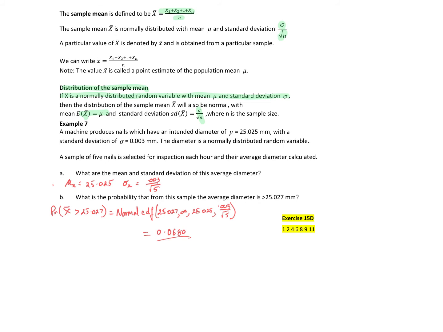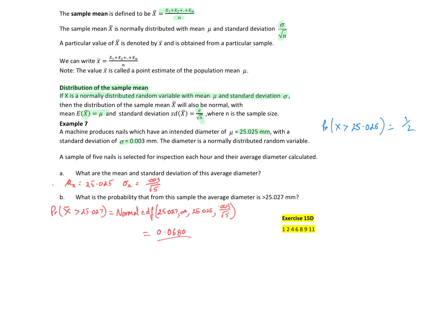So I have a machine that produces nails which have an intended diameter mu equal to 25.025, there's my mean, and a standard deviation of that diameter of 0.003. The diameter is a normally distributed random variable. Now if I wanted to work out the probability that any one nail has a diameter of greater than 25.025, well, I know that's a half because that's the mean.